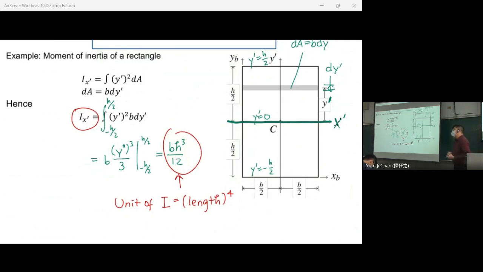In the examination, if you get length to the power 3 or length to the power 5, then it means you have made a mistake. Remember that this is the unit of the second moment of area.